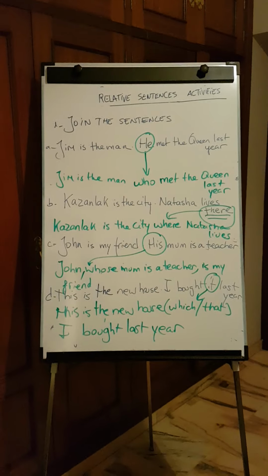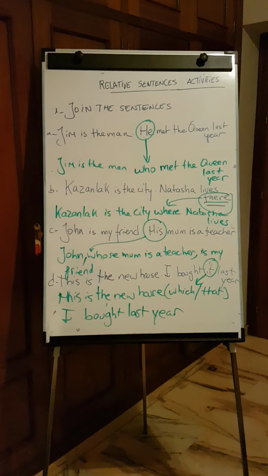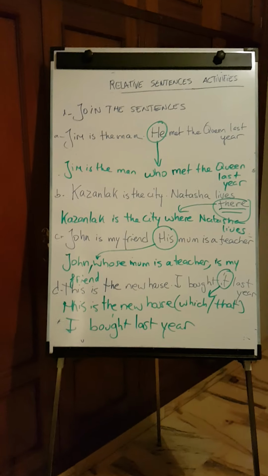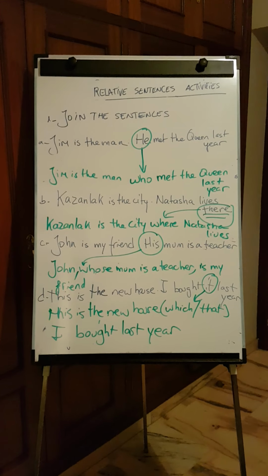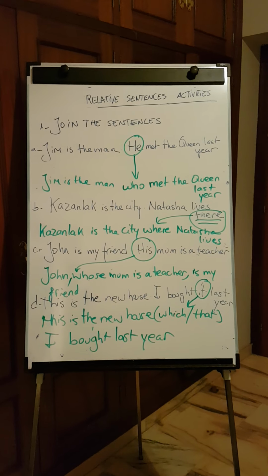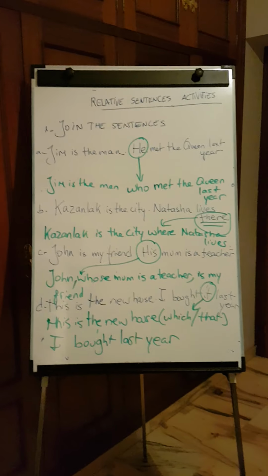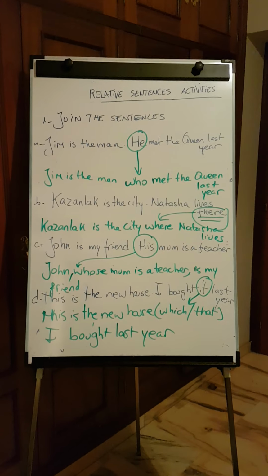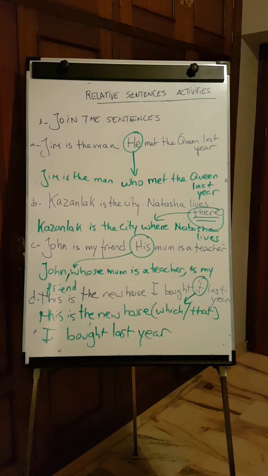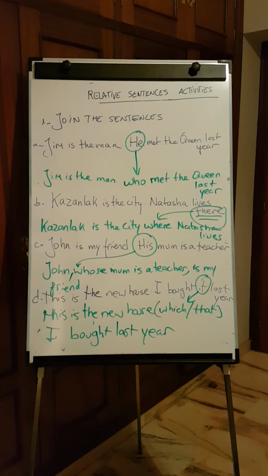For example, if you see another type of sentence, the second one: Kazanlak is the city, Natasha lives there. The word that is going to be replaced by the relative pronoun referring to place, which is where, is there. It is going to be replaced by where. Kazanlak is the city where Natasha lives.